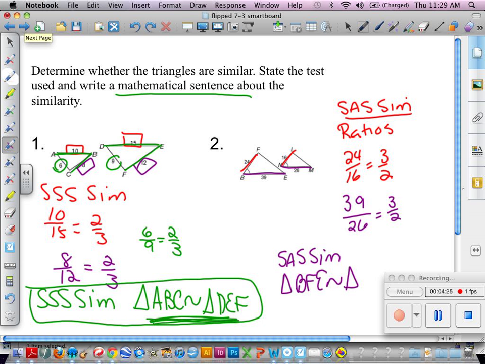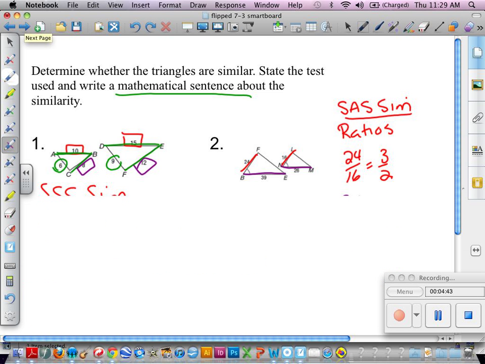Match my corresponding parts. Oh, I like how I did this color so I can figure it out. I went BF, which is red, so I need to start with NL, and then I went over to F, which was F to E, which has nothing on it, so I need to do L to M. So again, remember to write that mathematical statement.